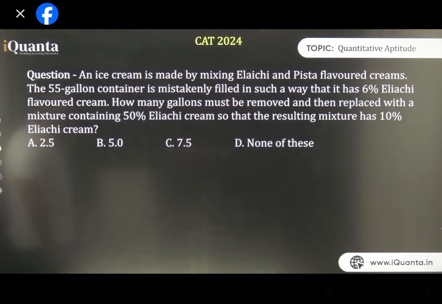So guys, this is the question. We'll start with this question, then slowly we will move towards removal and replacement. All of you, please see the question.